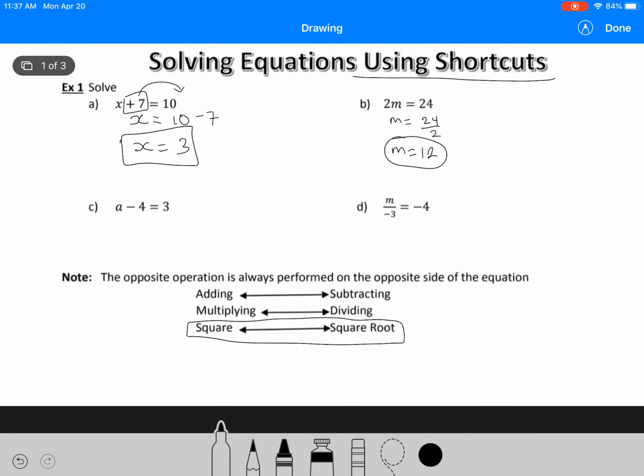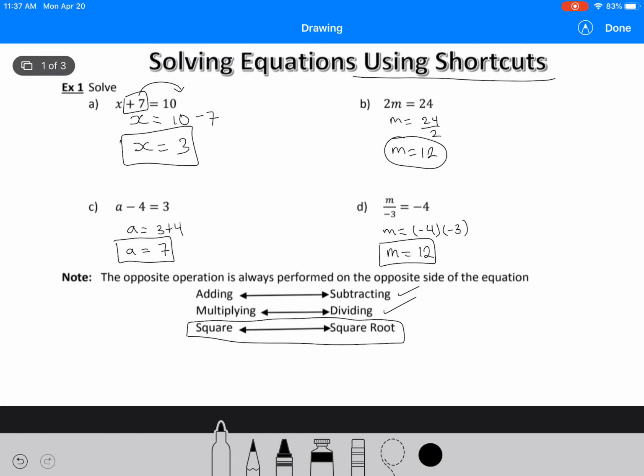On the next one, the opposite of subtraction is addition. So we'll have a will be equal to 3 plus 4, which is 7. And the last one, the opposite of division, is multiplication. So we'll have m will be equal to negative 4 times negative 3, which is positive 12. And there we go. So hopefully that is a good review. Now you guys already know that adding is the opposite of subtracting, and that multiplying is the opposite of dividing.